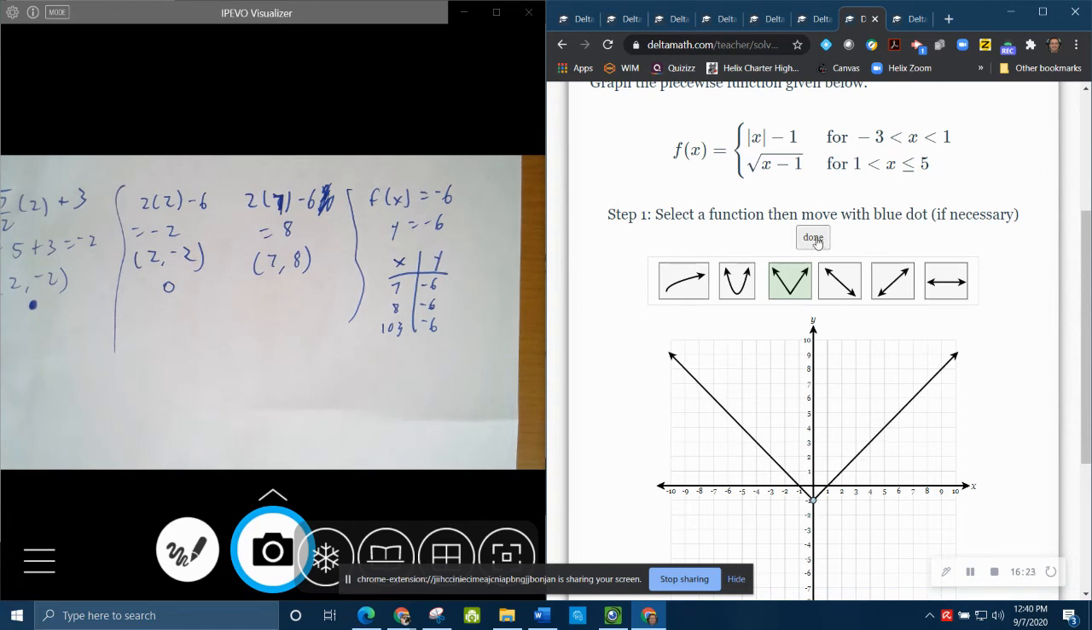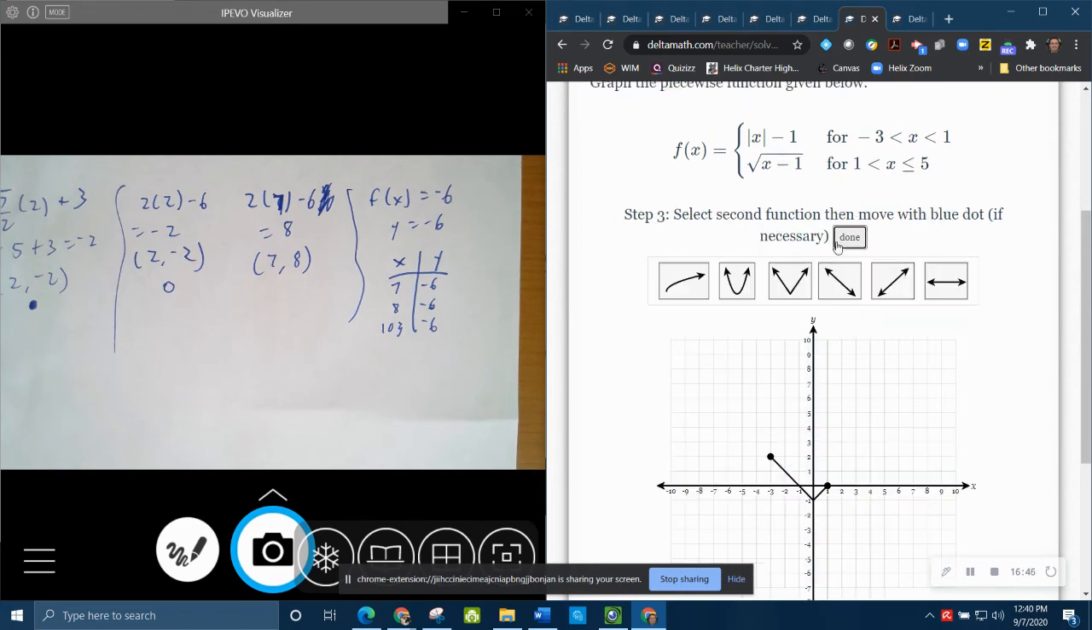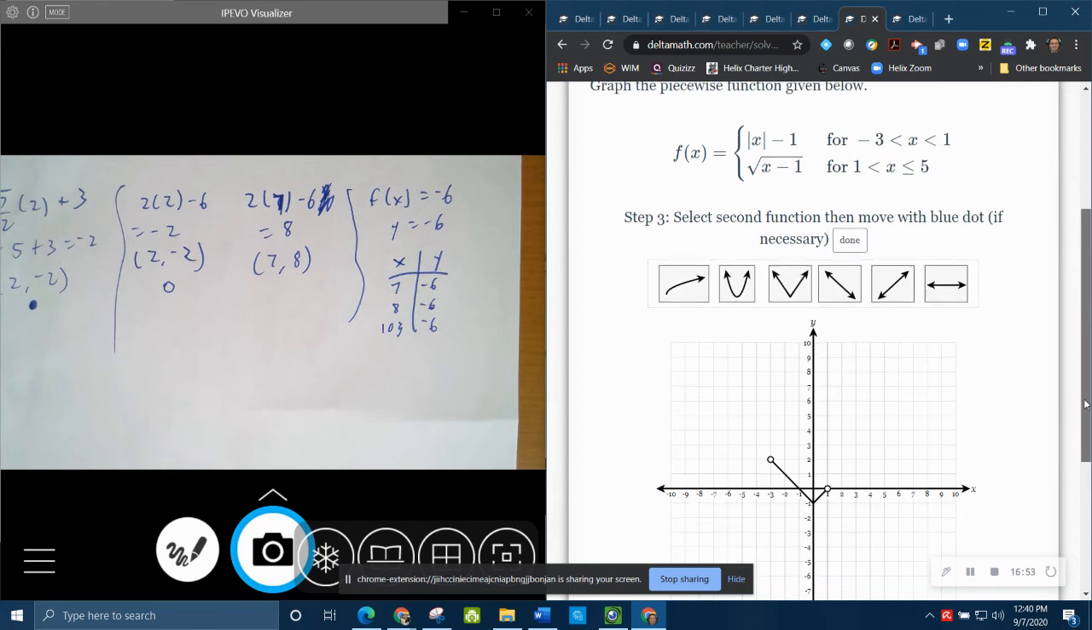And then we hit done. So again, we hit the shape, and then we move the shape, and then we hit done. And then we drag the arrows to match this inequality here. So this one's supposed to be in the middle of -3 and 1. So it has to start at -3, and it has to stop at 1. And then we click done, and they're strict inequalities, so we change them to closed circles.